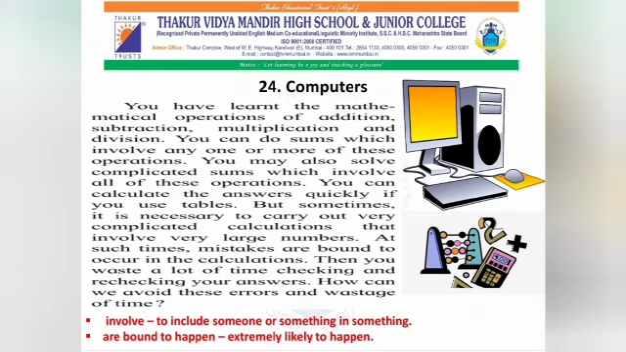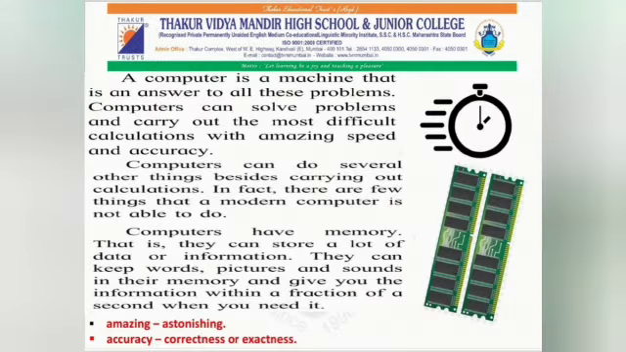This paragraph tells us that in school we have learnt the mathematical operations such as addition, subtraction, multiplication and division. We can solve complicated, means difficult, sums and can get the answers quickly using tables. But sometimes while solving very complicated sums involving large numbers, we are bound. Bound means likely to make mistakes. Then a lot of time is wasted checking and rechecking the answers. How can we avoid these errors and wastage of time? Let's read the next paragraph.